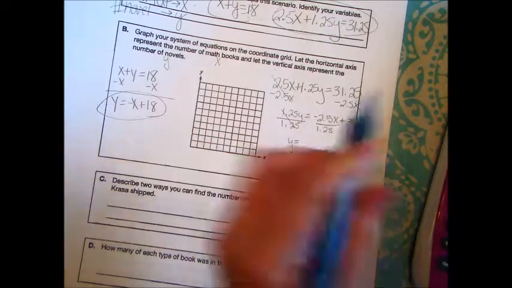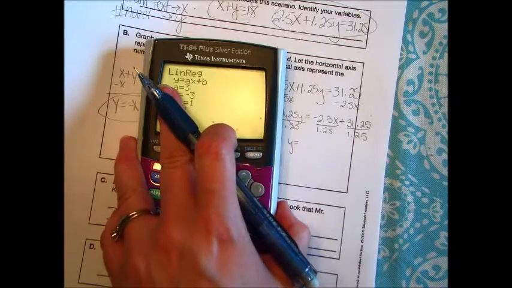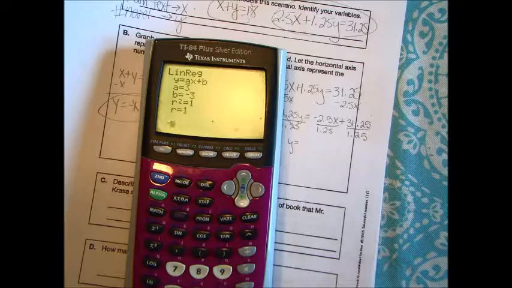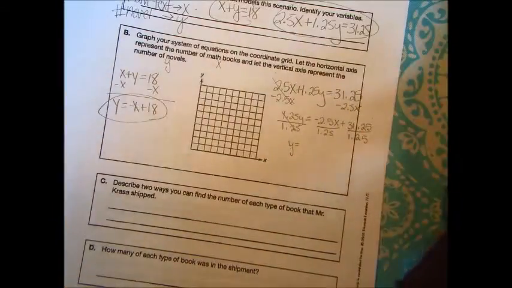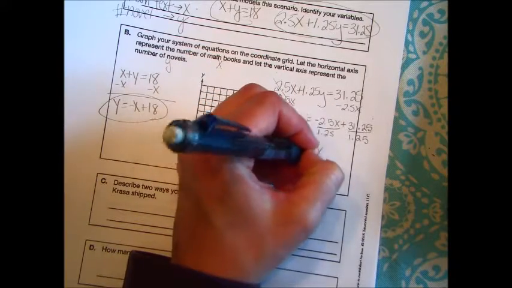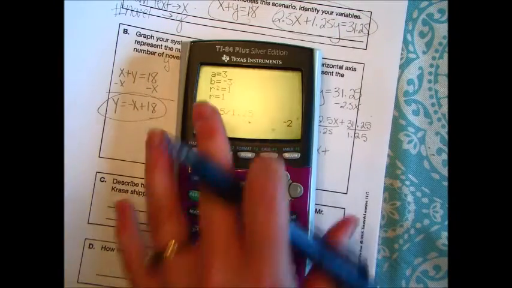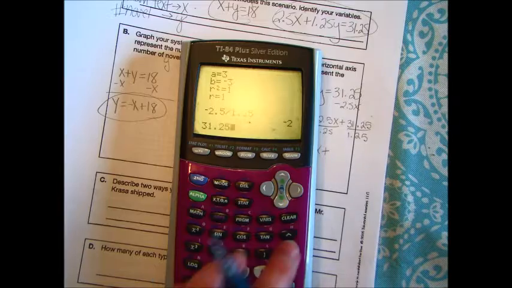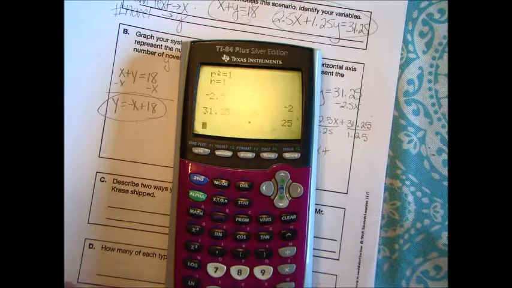Y equals, handy dandy, 2. So it's negative 2x plus, let's see what this is. I'm not even going to pretend like I know. 25.